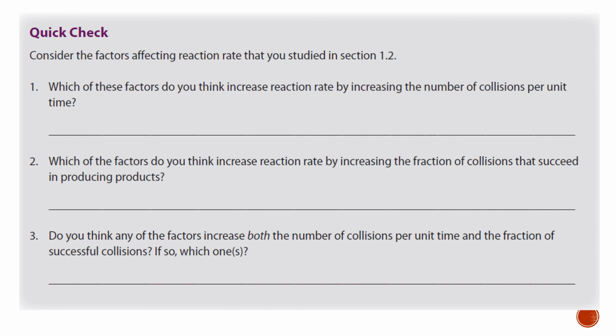It says, which of the factors do you think increase the reaction rate by increasing the number of collisions per unit time? So we said the number of collisions per unit time is affected by concentration, and that concentration is affected by volume and pressure. If we increase the volume, we're going to decrease the concentration. If we increase the pressure, we're going to increase the concentration. So those are things that are affecting the number of collisions. We also have temperature, because we're going to get more frequent collisions when those molecules are moving faster. And lastly, we have surface area.